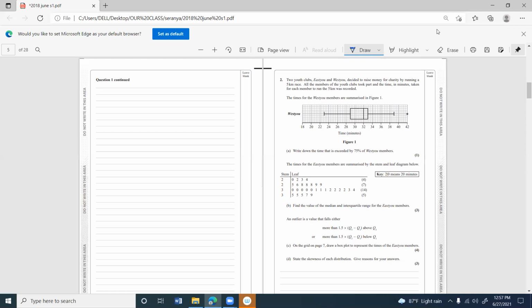Sorry, just a kind of discrepancy comes. Right, okay. Write down the time taken exceeded by 75% of the waste to make. 75% of people should exceed this time limitation.